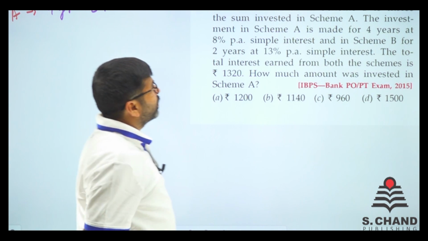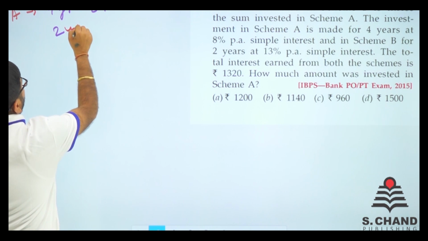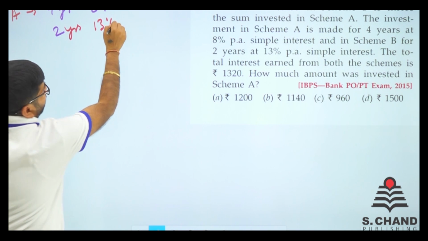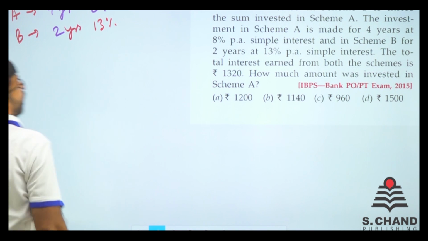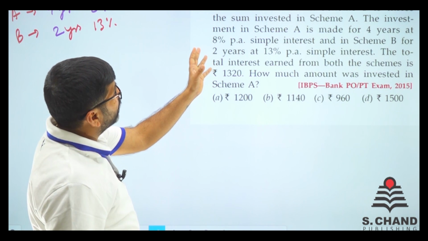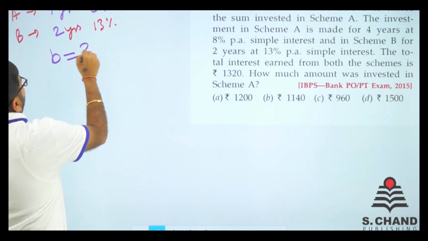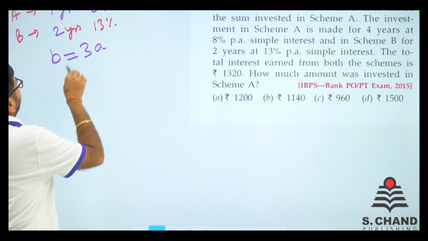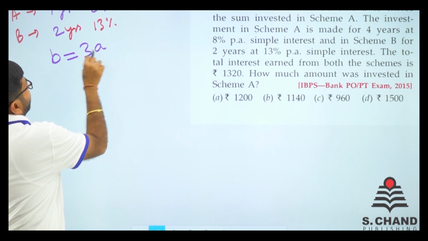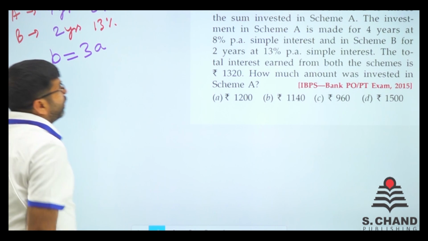What about B then? Scheme B for 2 years and 13%. Is it like 13% per annum? Yes, it is. So scheme B is like that. And at the start it was given that the sum B is thrice the sum of A. So B is equal to 3A. We can go like this, that whatever amount is A is the principal amount of A and B is the principal amount of B, right?